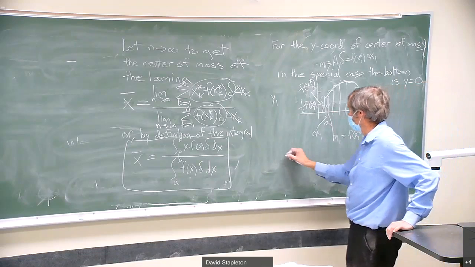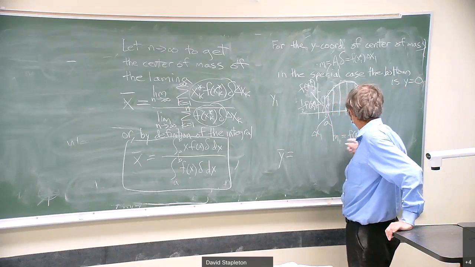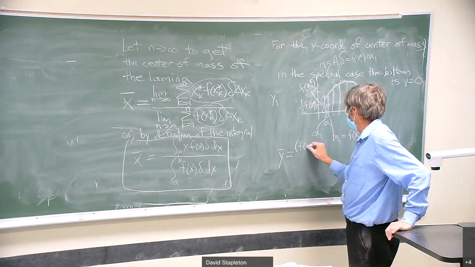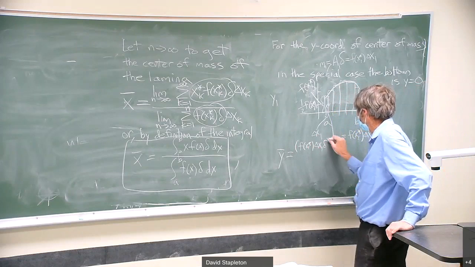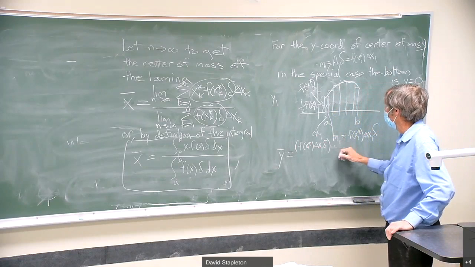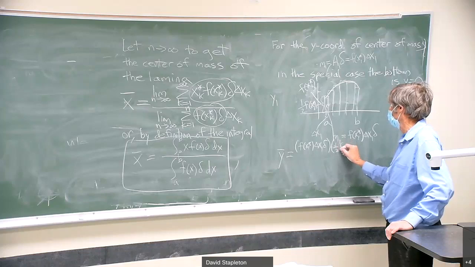And so what you get now is y bar is the sum of the masses. M1 would be f of x1 star delta x1 little delta plus dot dot dot. Oh, I'm sorry. And then times the position. The position is 1/2 f of x1 star.